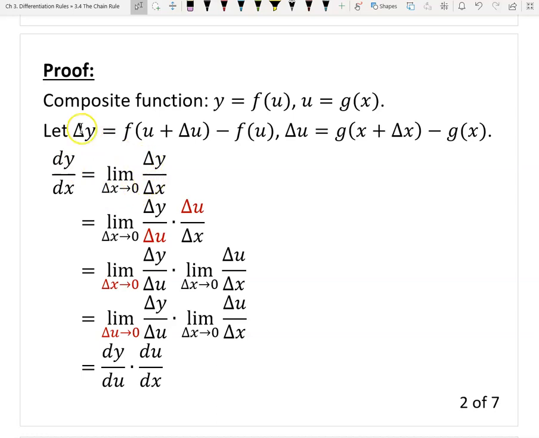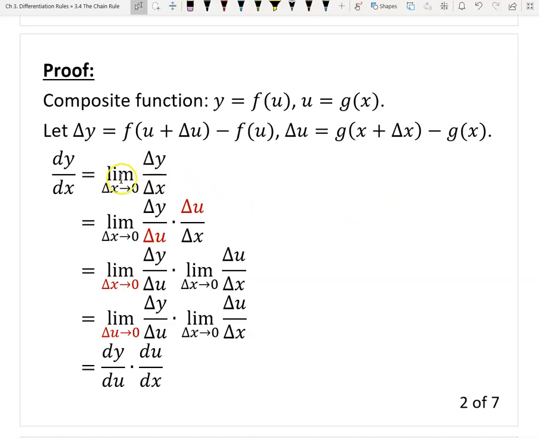What is delta y? Can you see here? We define delta y as the rise of f, right? So f at u plus delta u minus f at u. That's delta y. So what is delta u? Delta u is the increment of the inner function, which is g at x plus delta x, where delta x is the increment at the very beginning, minus g(x). Can you see? Delta u is the increment of the inner function, delta y is the increment of the outer function. And we need this notation. So now we move to here. Can you see?